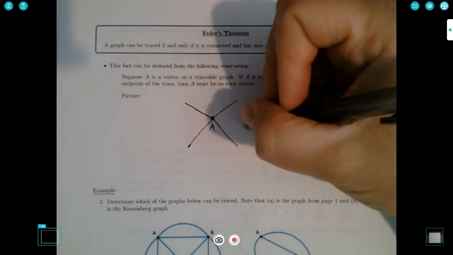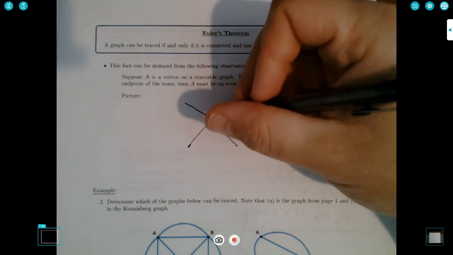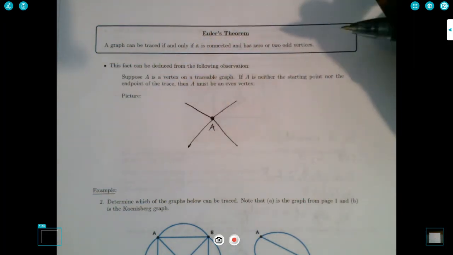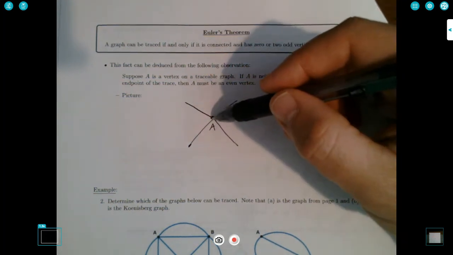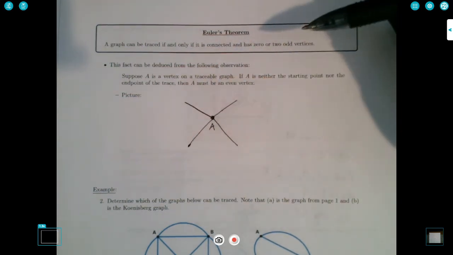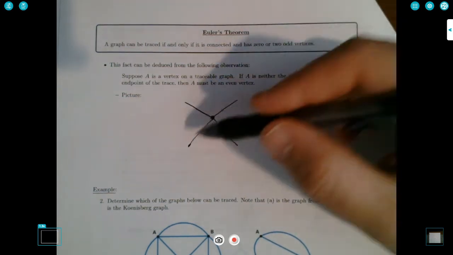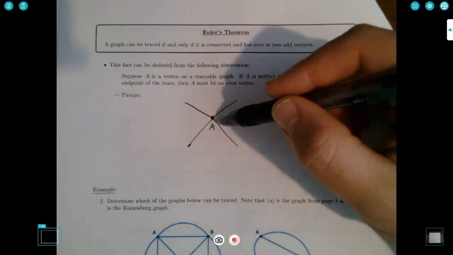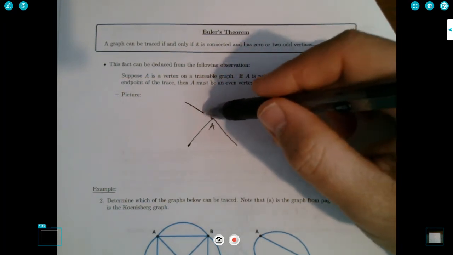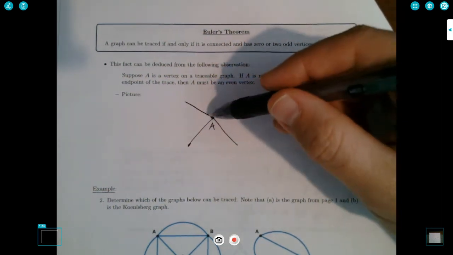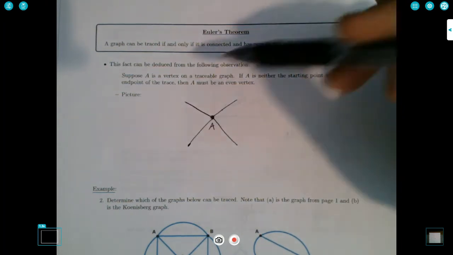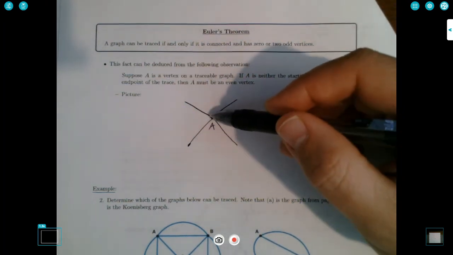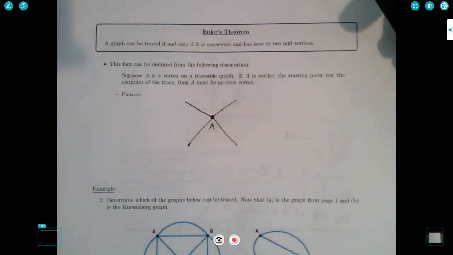And the same way, if you keep adding new pathways leading up to A, there has to be another pathway leading out of it, because A is not an end point. It's not the starting point or the ending point of any of your traces. It's just some vertex in the middle. And so if there's some way leading into A, there has to be a way leading out, which means that the degree of A is always going to be even. Okay, so if A is a vertex on a traceable graph, then the degree of A has to be an even number. Has to be.